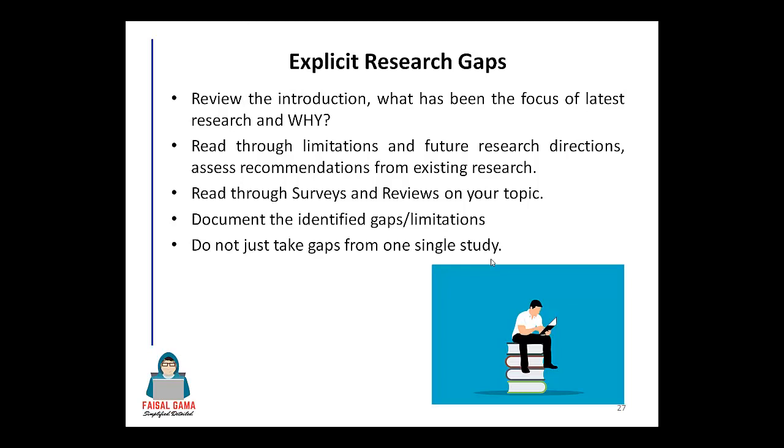Also, don't just take a gap from a single study. We have to go over a lot of studies on a particular topic. And then we create what you call a literature matrix, where we create a table with a description of the research paper, what the paper is talking about. We create a column for methodology. We create a column for strengths and weaknesses of that particular paper.